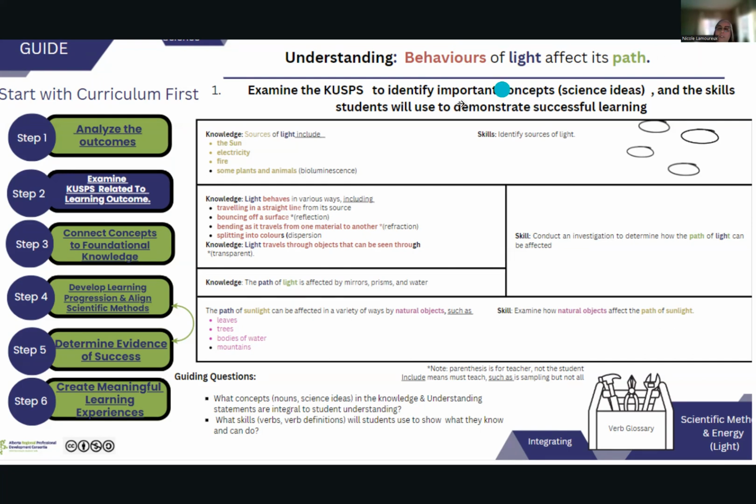Okay, I want you to focus on the skills right over here, not the knowledge statement, just the skills, because the skills are what we're formatively assessing. Okay, awesome. Great work, you guys.